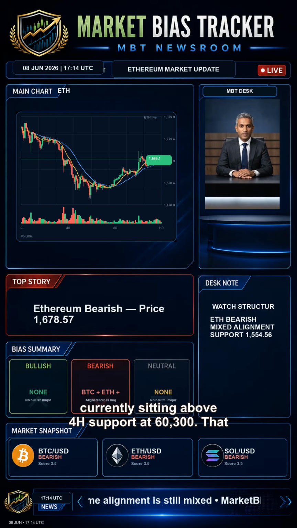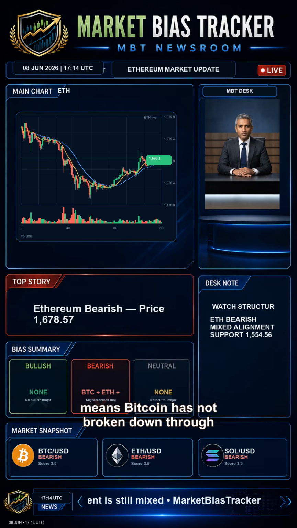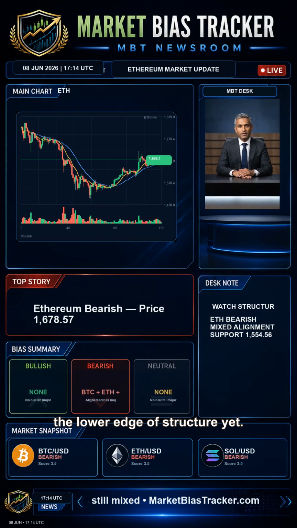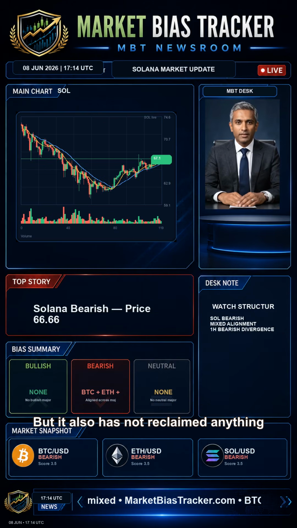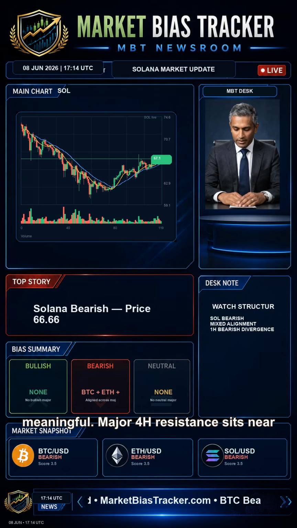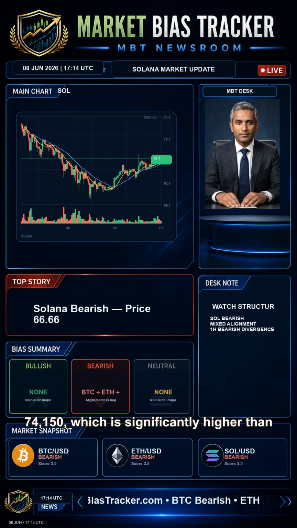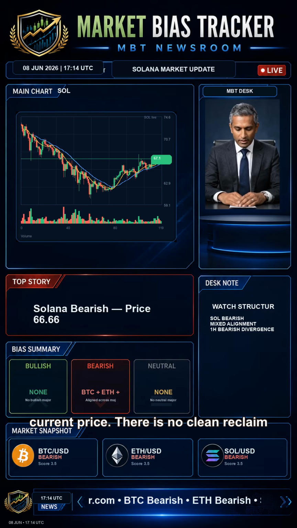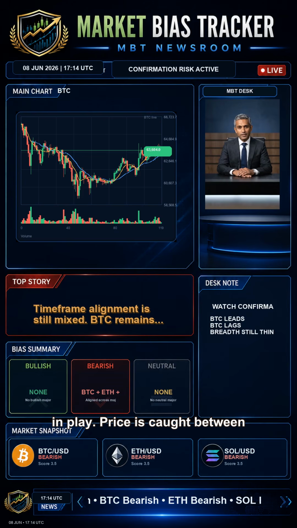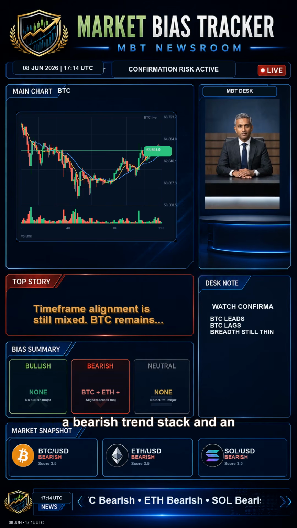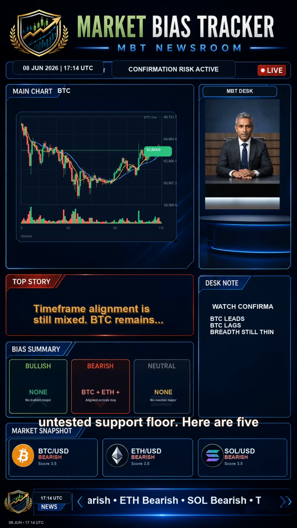Price is currently sitting above 4H support at 60,300. That means Bitcoin has not broken down through the lower edge of structure yet, but it also has not reclaimed anything meaningful. Major 4H resistance sits near 74,150, which is significantly higher than current price. There is no clean reclaim in play. Price is caught between a bearish trend stack and an untested support floor.